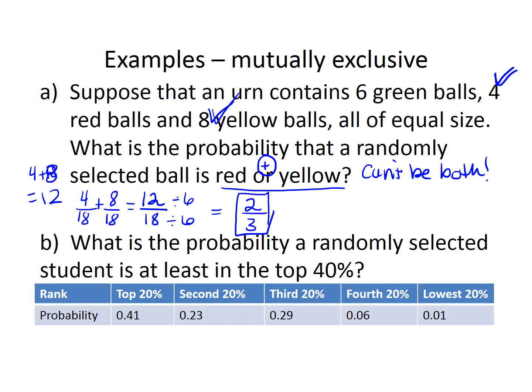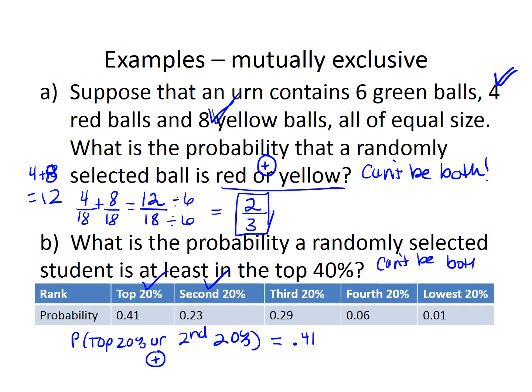Part B, what is the probability that a randomly selected student is at least in the top 40? So that's the probability of the top 20 or the second 20%. In the top 40, it can be this one or this one, so you would just add them together. Or means add, and someone can't be in the top 20 and the second 20, so they are mutually exclusive events, right? Can't be in both. 0.41 plus 0.23, and it looks like that will give you 0.64.